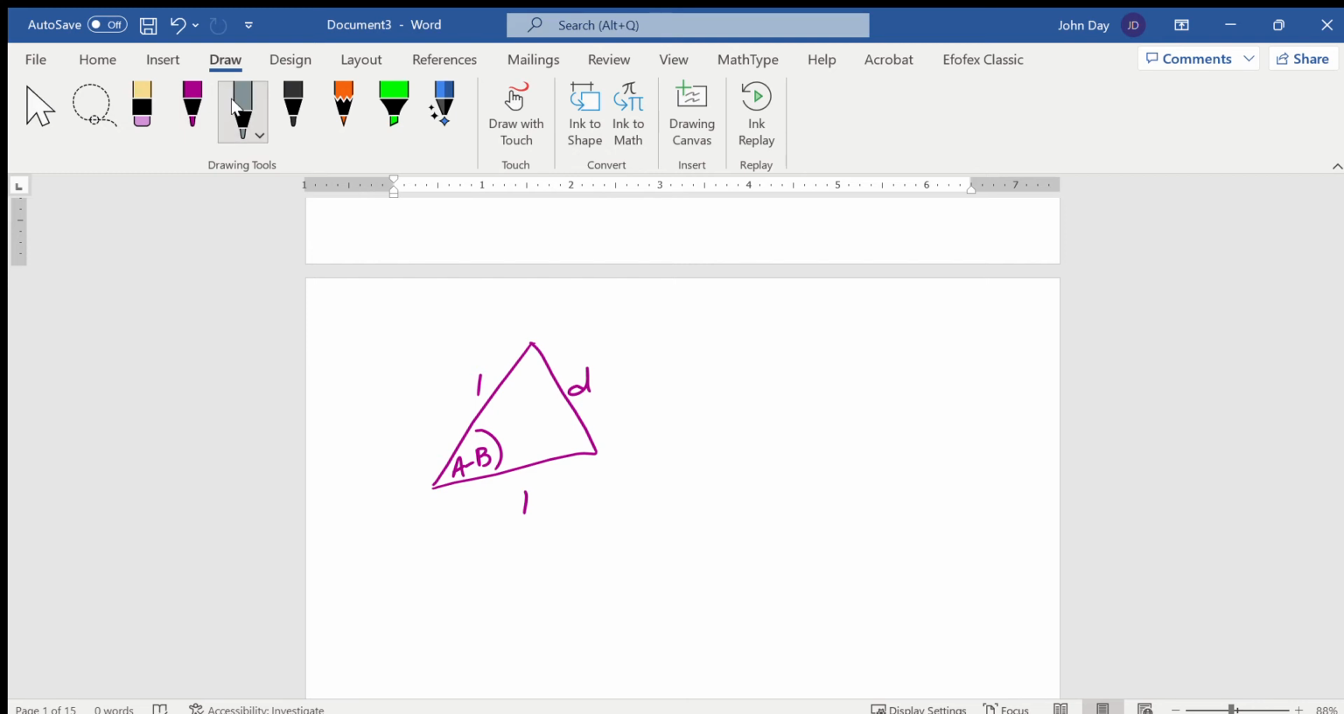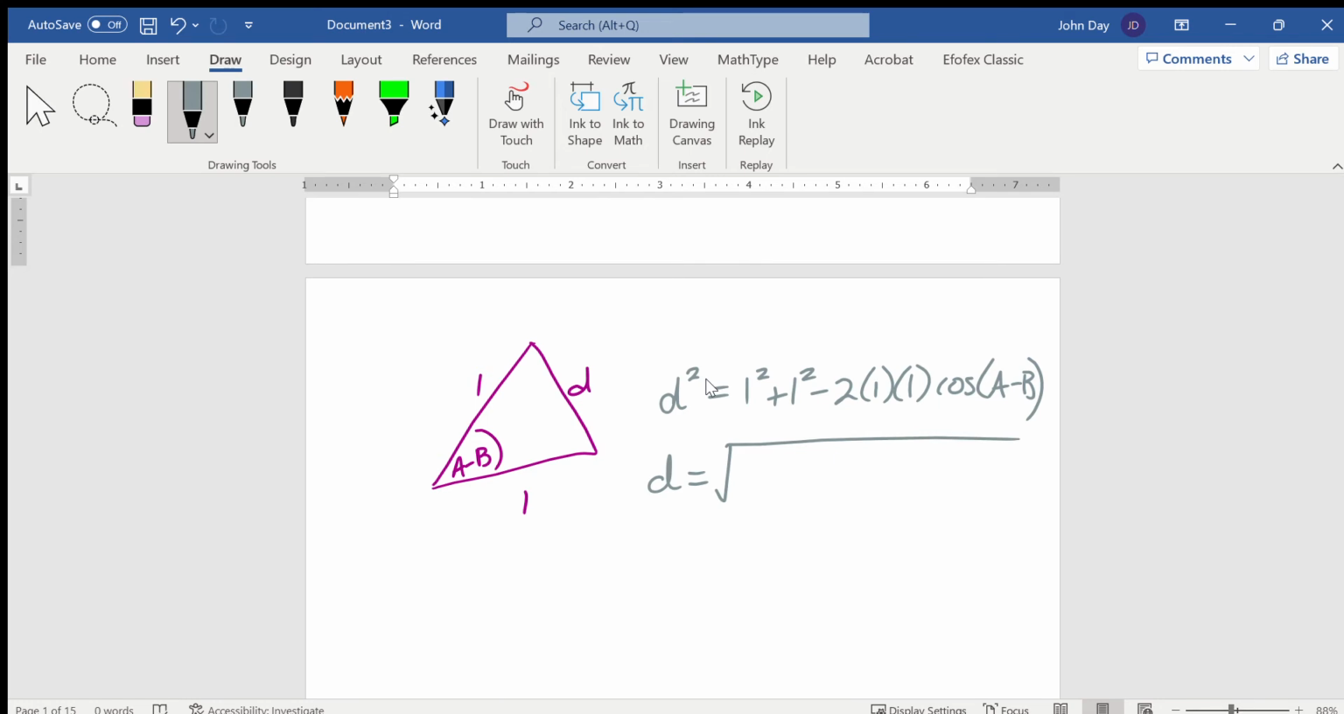So here we go. D squared equals A squared plus B squared minus 2 times A times B times cos of. All right, so that's using the cosine rule. So D is equal to the square root of 1 plus 1, which is 2, minus 2 cos of A minus B. Well, that's a bit more quickly I've got to the answer.